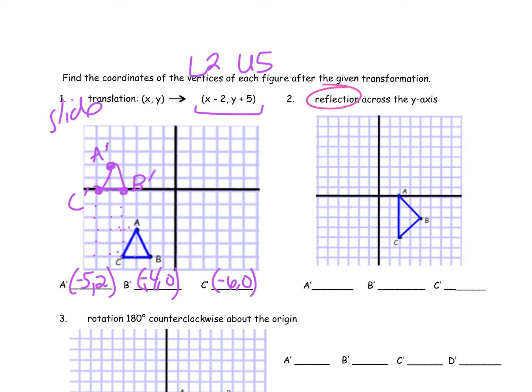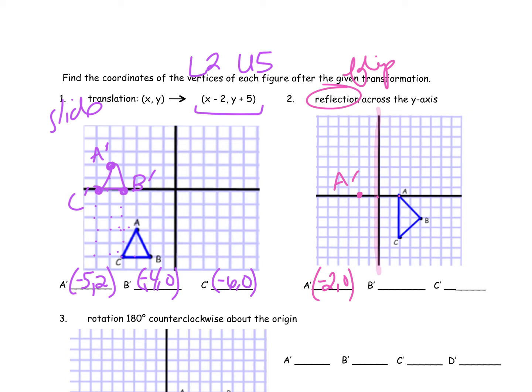A reflection across the y-axis. So let's find the y-axis. I'm going to highlight it. This is where I'm going to flip my image over it. A is 2 units away, so I'm going to go from my line of reflection 2 units the other direction, A prime, negative 2, 0.